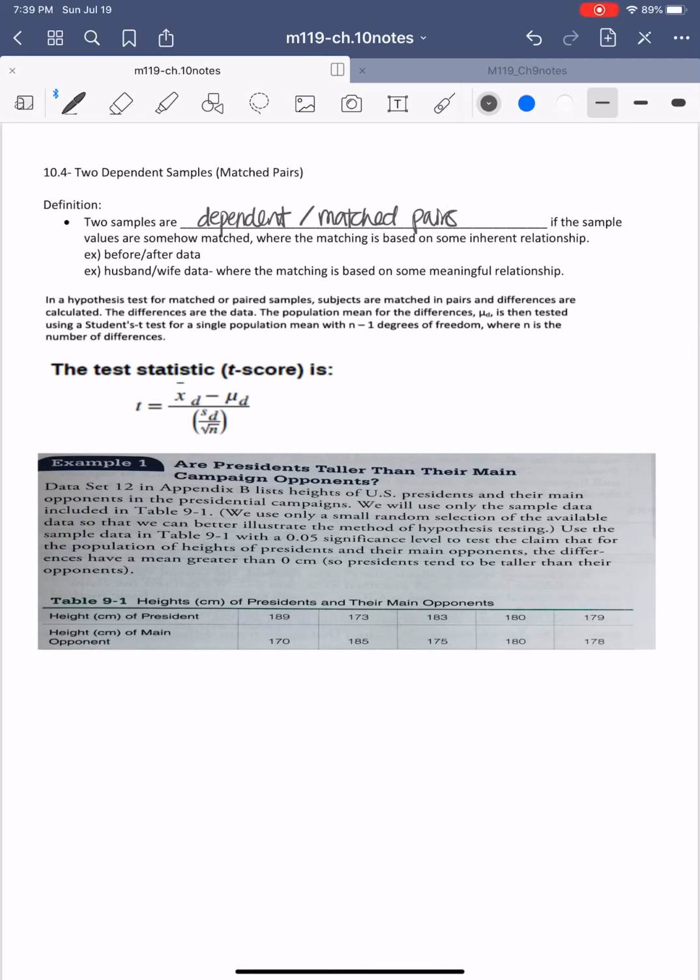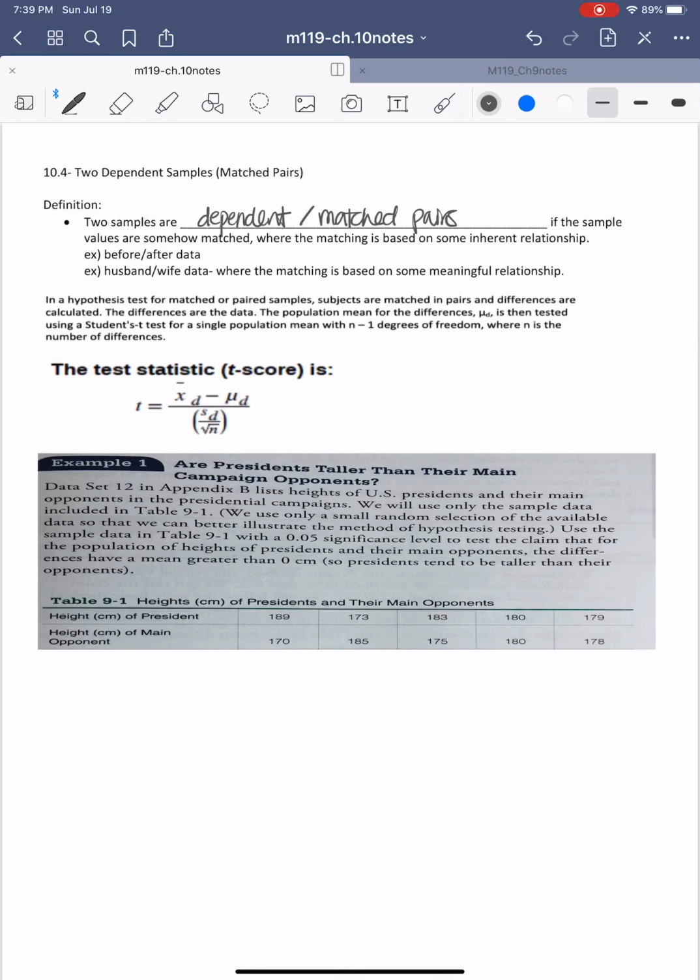If the sample values are somehow matched, where the matching is based on some inherent relationship, such as before and after data, husband-wife data, where matching is based on some meaningful relationship. So what does that mean? In 10.1, 10.2, and 10.3, we used the data as separate things, right? There wasn't really a matching thing going on. It was two different groups, boys and girls, 2-year college and then 4-year college. So these data were not dependent on each other. It was independent. One data set does not affect the second.